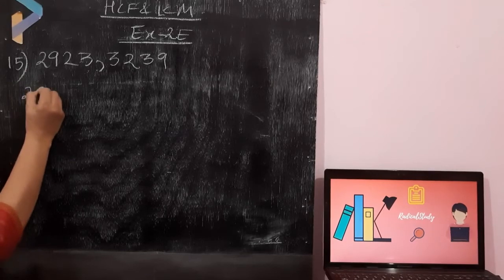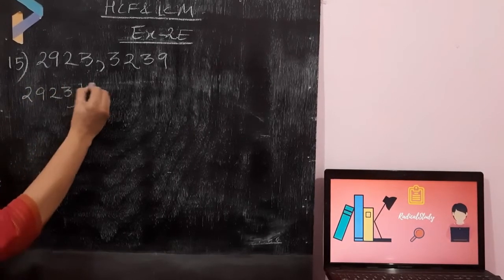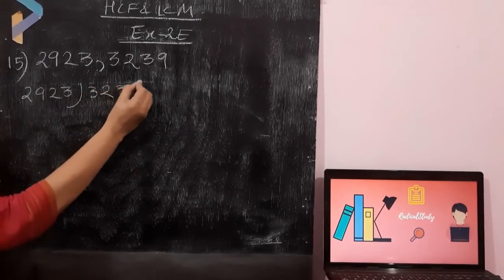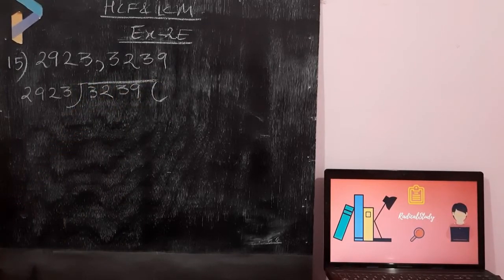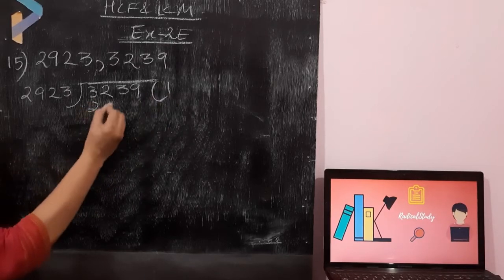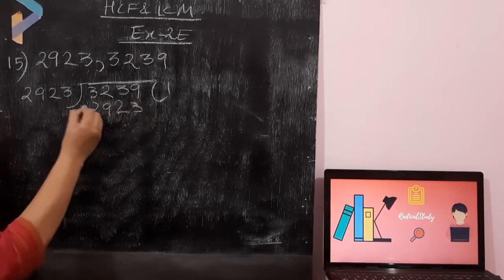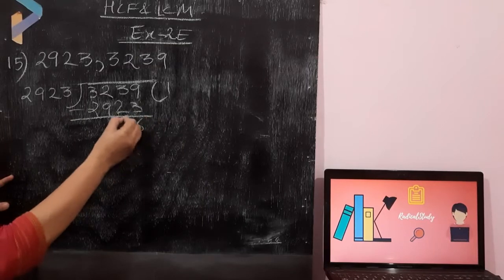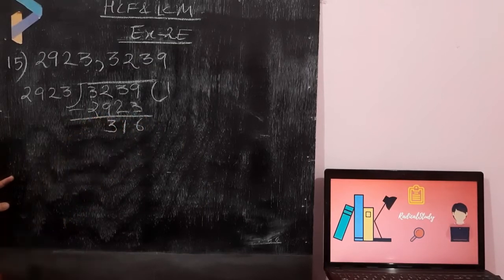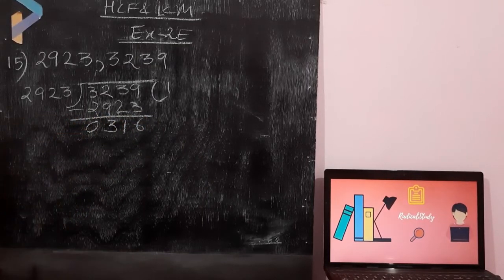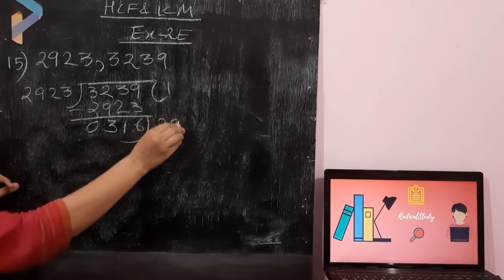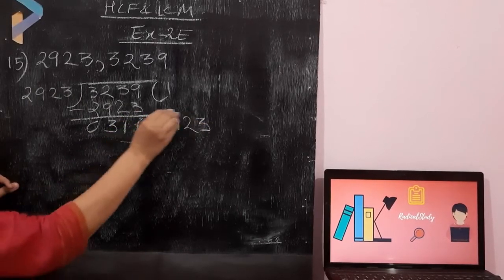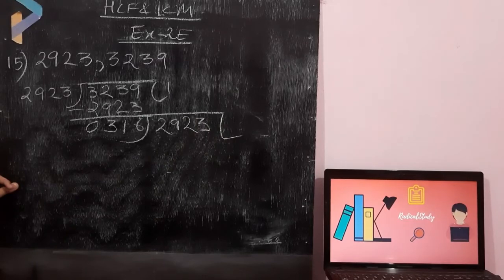Firstly, we are going to find the HCF of these two numbers. To find the HCF, I am going to divide the bigger number by the smaller number. So 2,923 ones are 2,923. Now 9 minus 3 is 6, 3 minus 2 is 1, 12 minus 9 is 3. Here it will be 0. So 316 we have got as the remainder. Now this is going to become the divisor and this is going to become the dividend.